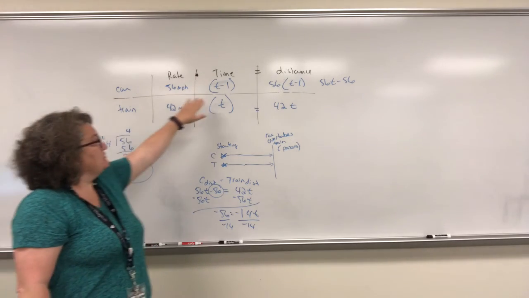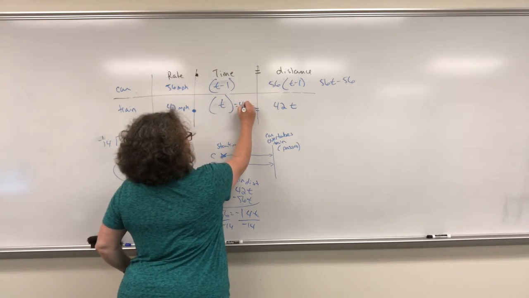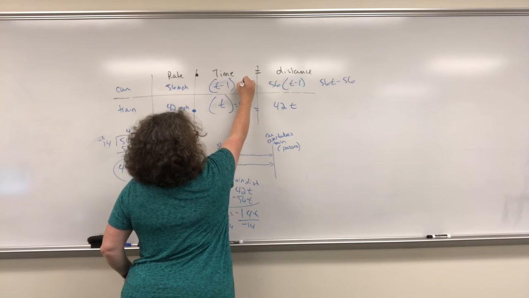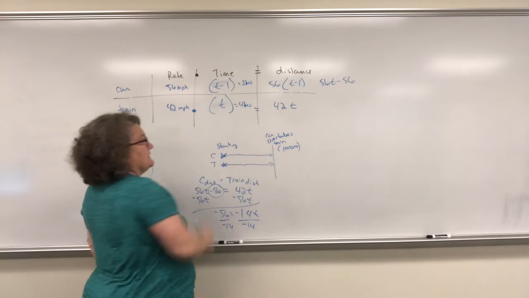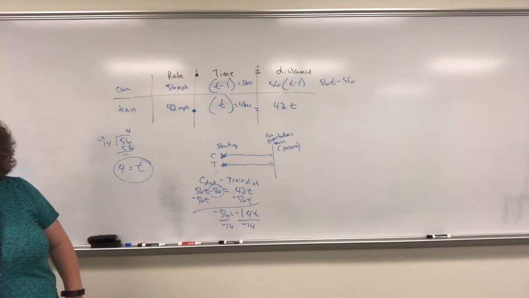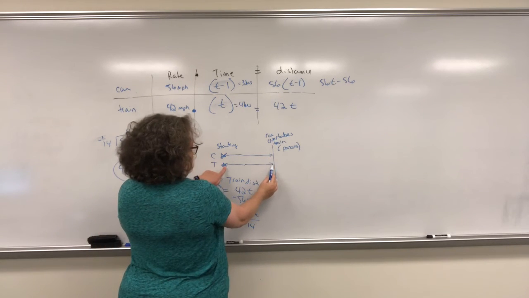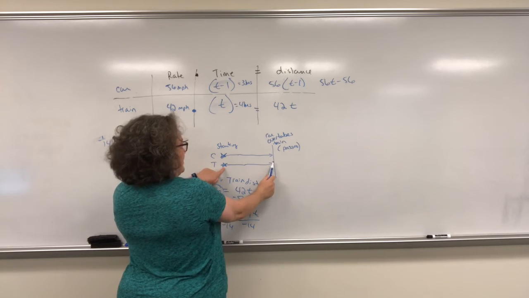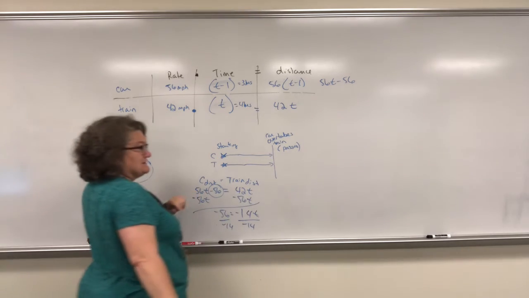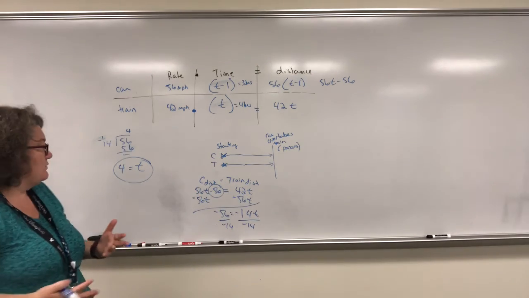The car travels for 3 hours because it's 1 less. Now it's asking how far from the starting points. We want to know what this distance here is. We can either find it by using the train's distance or we can find the car's distance. Since they're equal, it doesn't matter which one.